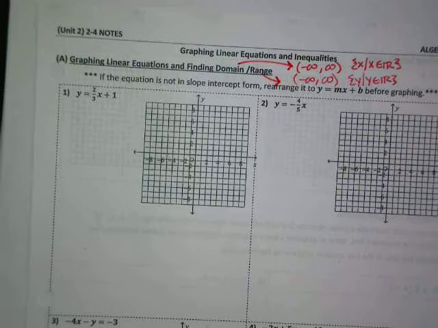Are we only doing linear for like the 6 weeks? For this unit, it's just linear. This is your linear unit. The next unit will be your absolute value unit, and then your quadratic unit, and then your cubic unit. Make sense? So this is your linear unit.